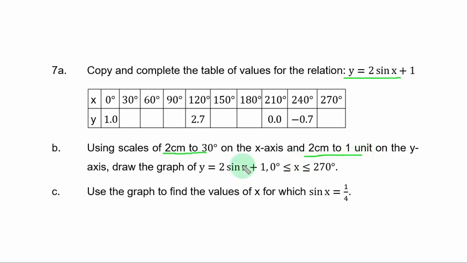Draw the graph of y equals 2 sin s plus 1 for the range of values of s, 0 degrees less than or equal to s less than or equal to 270 degrees. C. Use the graph to find the values of s for which sin s is equal to 1/4.